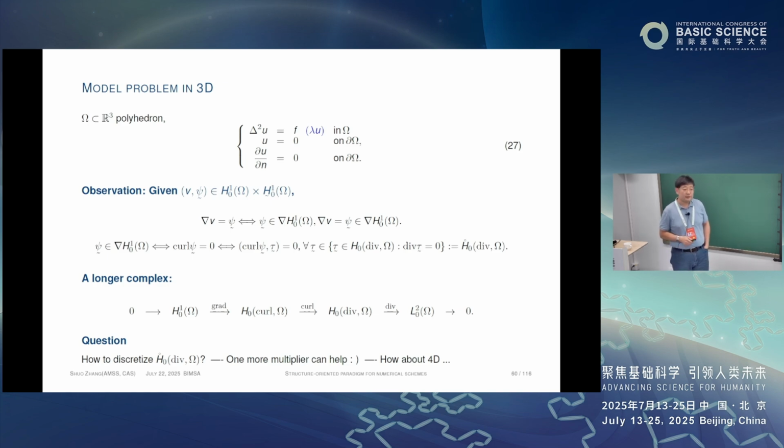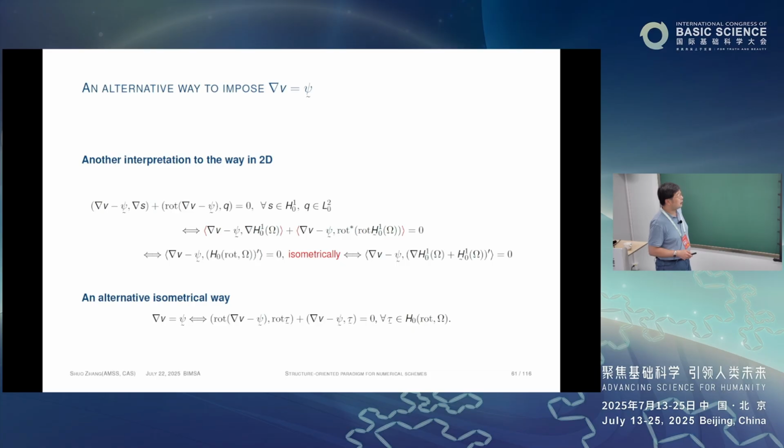What is the difference? The difference is that in 3D, the de Rham complex is one space longer than in 2D. So the point is that now we have to discretize this kernel space of H(curl). This is the point. We have to discretize it. How to discretize it? To discretize it is not as simple as L2. So maybe one more multiplier can help.